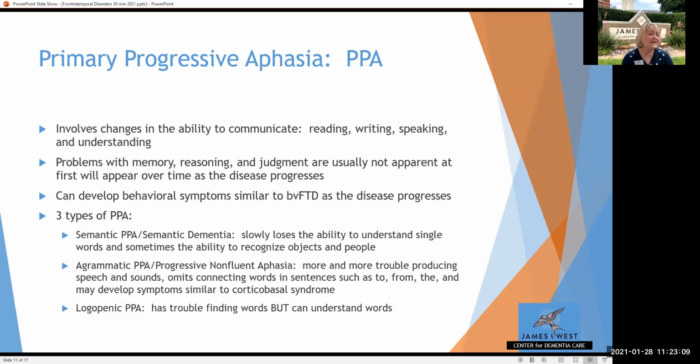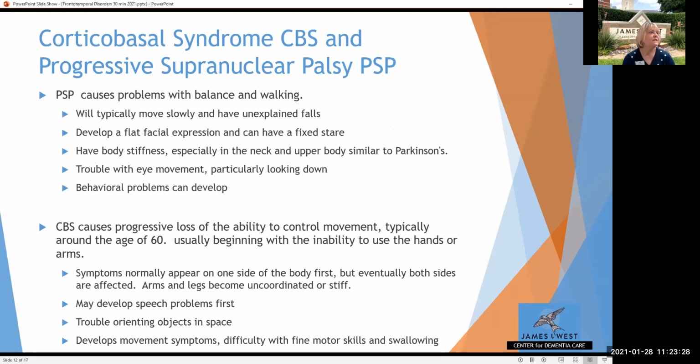And then logopenic PPA has trouble finding the words, but they're understanding. So there's a link here to ALS. We're going to talk a little bit about ALS and the link they found, that it now falls under that FTD umbrella. So here's the third type, the corticobasal syndrome, which is CBS, and progressive supranuclear palsy, PSP.